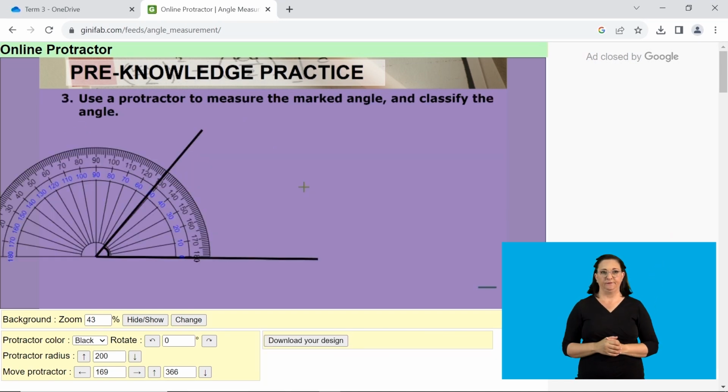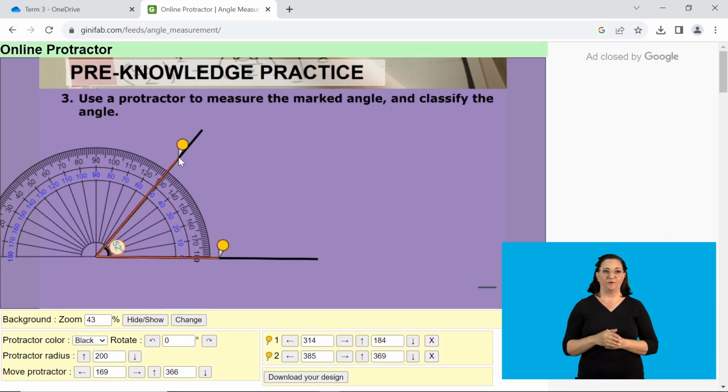Let's look at another angle. This one, it's an angle less than 90 degrees. It's an acute angle. And as you can see, again, the protractor is starting from 0 to that degree, which I don't know. So I'll put a pin where it begins and put a pin on the line, and it reads 52 degrees. So it's an acute angle, which is 52 degrees.